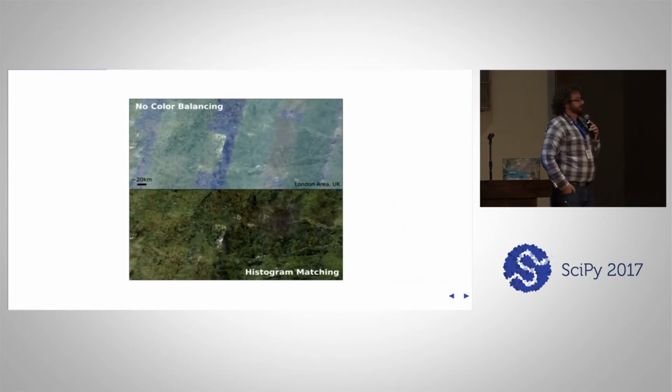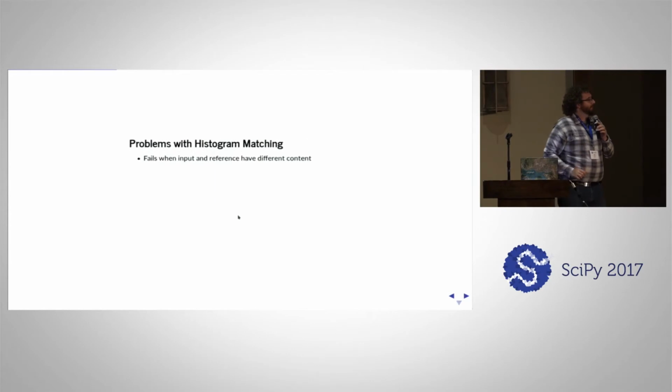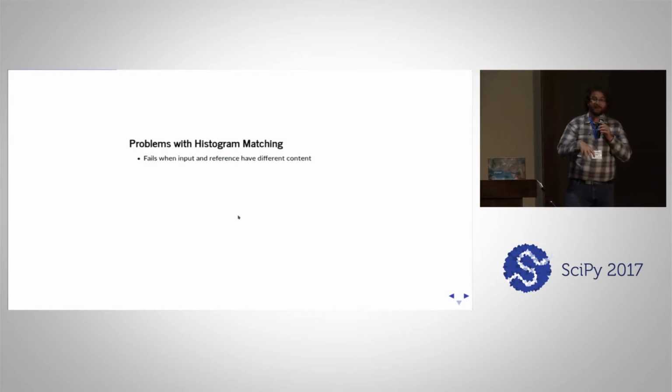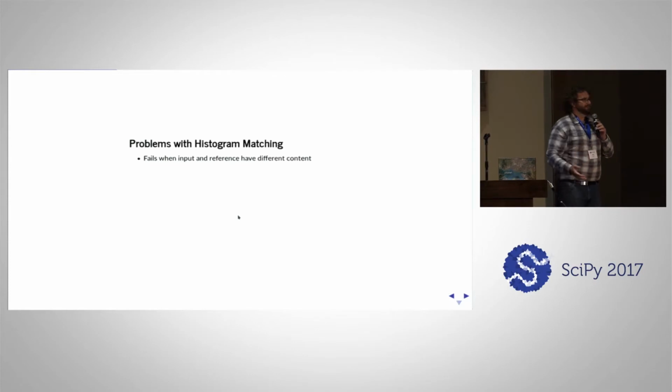This is actually no color balancing on the top, and on the bottom, color balancing with histogram matching. It works great. So the problem is when we don't have the same content. Now, it would seem like with remote sensing data, we should always have the same content, right? We're looking down, we're taking a picture of the same place. So what changes if we're looking from outer space?